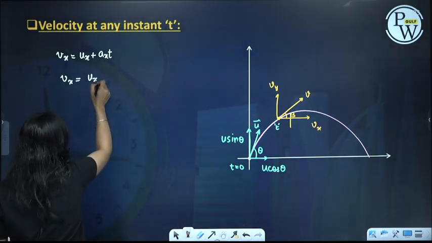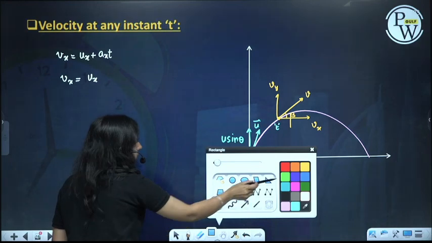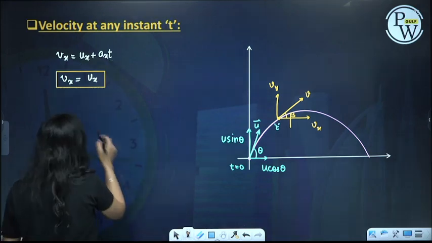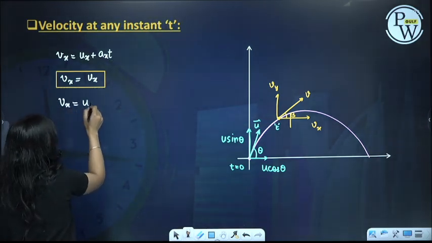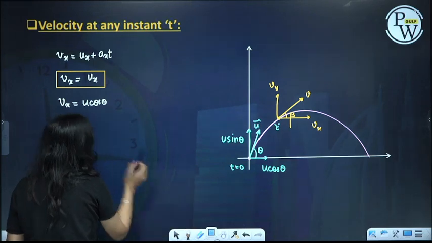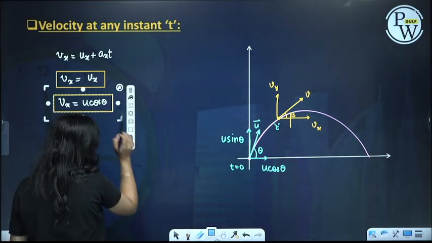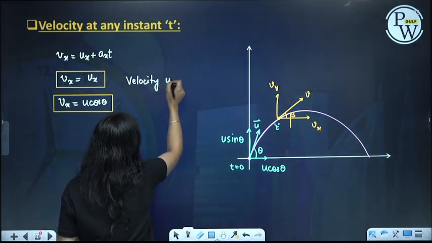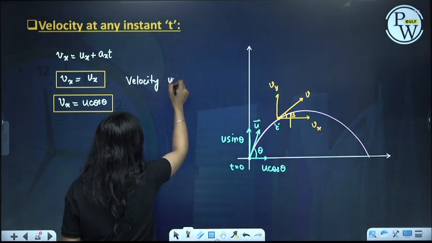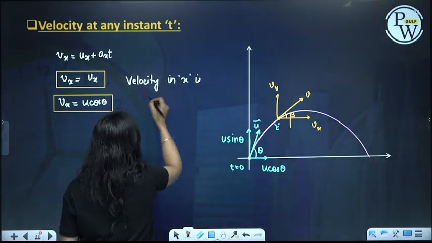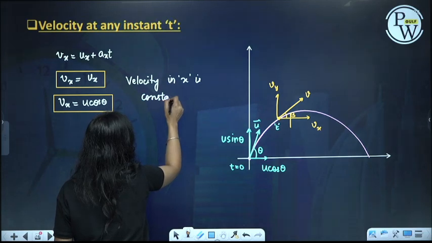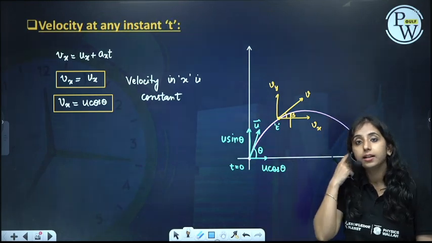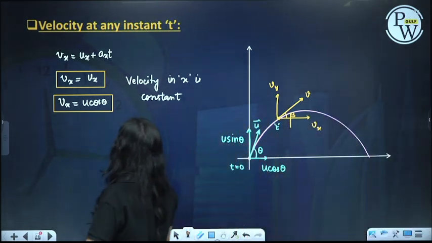At any time t, Vx is equal to ux, or we can say that Vx is always equal to u cos theta. Velocity in x is a constant. Velocity in the x direction is a constant. Uniform motion we have in the x direction. The particle is executing uniform motion in the x direction.